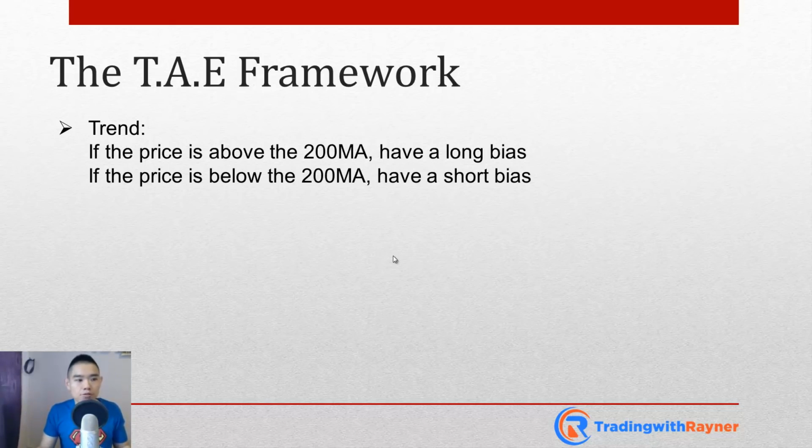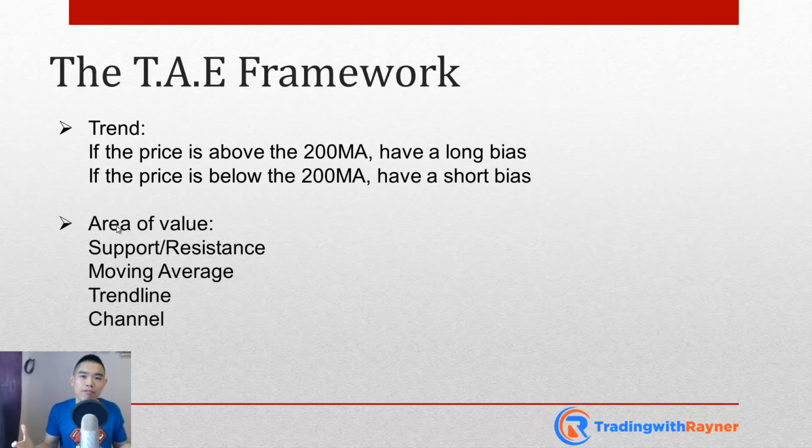So now that we have defined the trend, the second thing we want to look for is area of value. You want to trade from an area of value. When you go to a supermarket, you don't buy apples when they're selling 3 apples for $30. You want to be buying apples at 3 for $1, 3 for $2, right? You're getting value out of it. And it's the same for trading. When you want to buy, trade from an area of value. So an area of value could be stuff like support and resistance, moving average, trend line, channels, etc. So I'm just going to give you a few examples over here. Area of value.